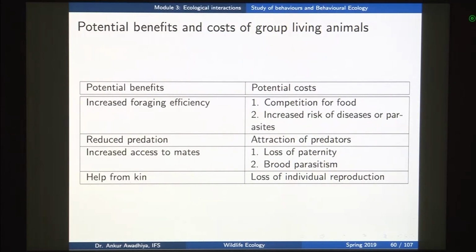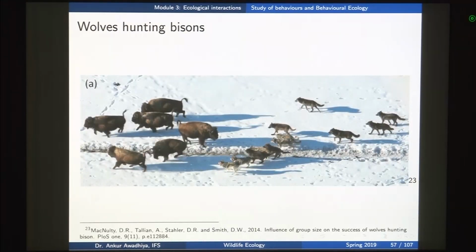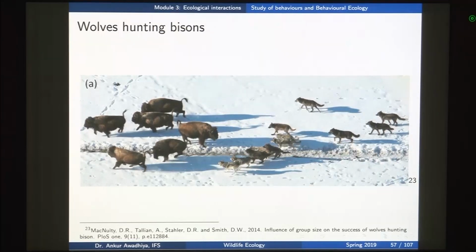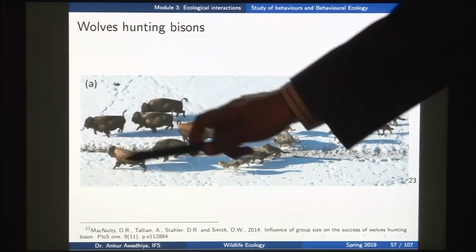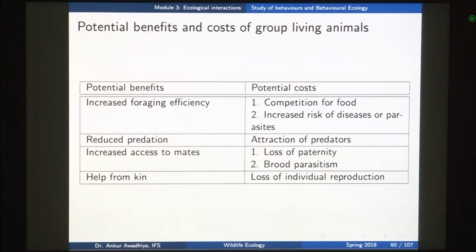Now, the other potential benefit is that of reduced predation, whereas the cost is the attraction of predators. What do we mean by this? If you are living together, for instance, if this bison was not a part of this group, but was living alone, in that case this bison would normally have been hunted long back, but because you have all of these bisons that are putting together a united front, only one of them will get hunted and the others will be able to survive. So, that is a benefit. The cost is that if you have a larger sized group, more number of predators might get attracted to hunt this particular group. So, again you have cost and benefits.